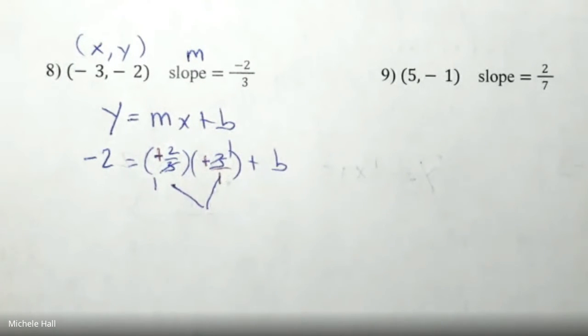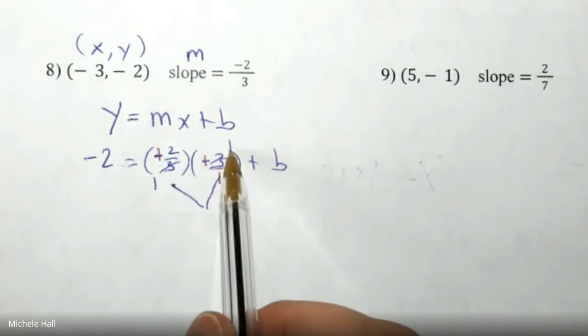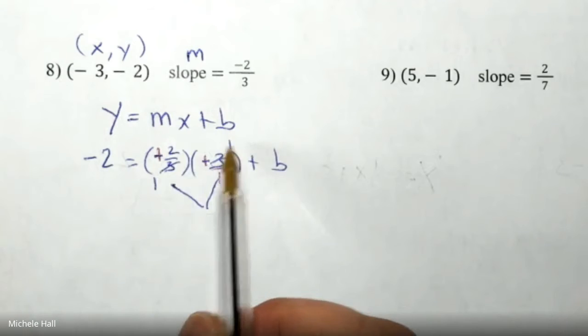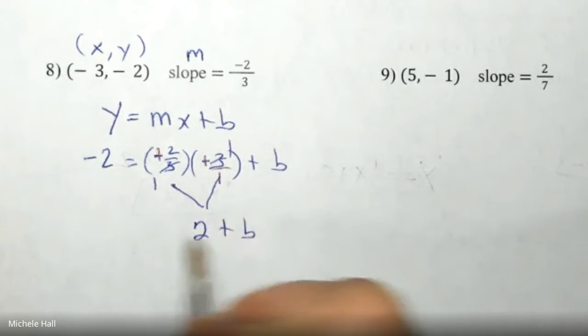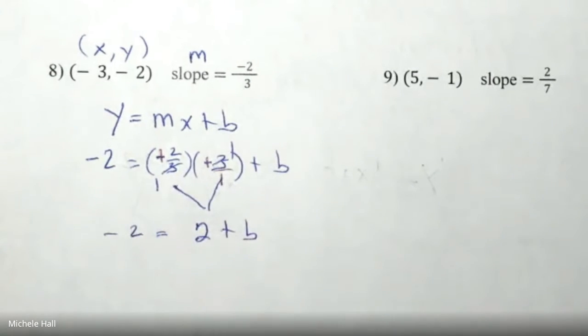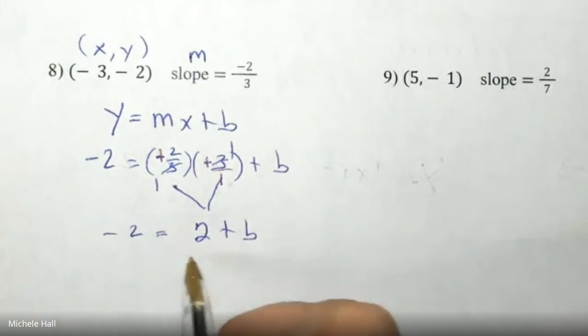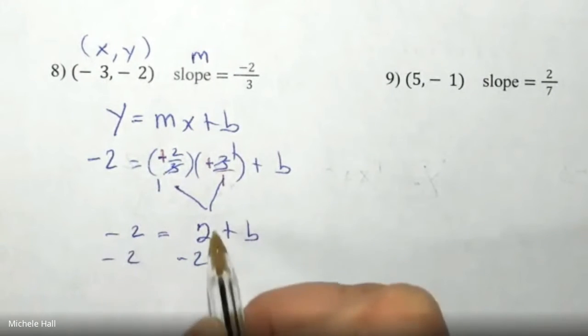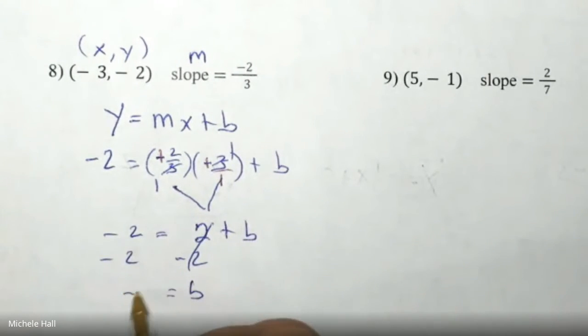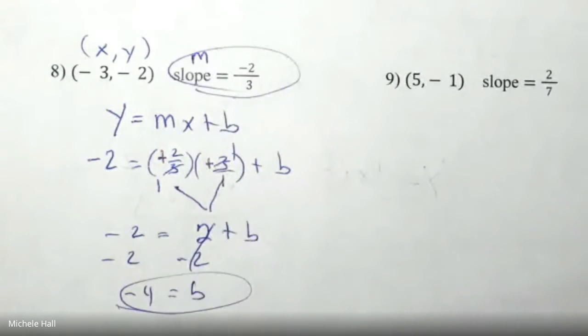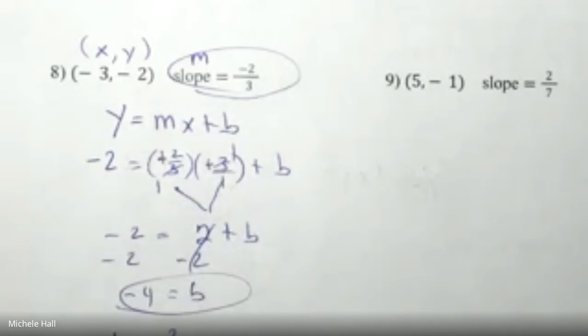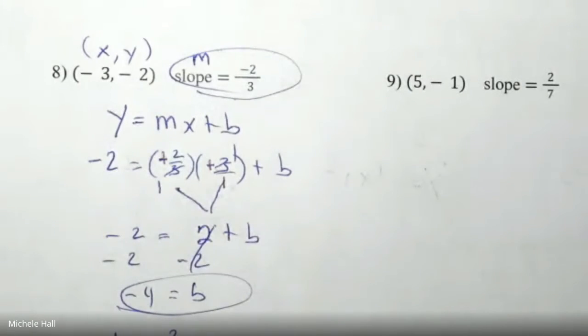3 divided by 3 is 1. And when I multiply straight across, I get 2 times 1. Positive 2 times positive 1 is 2. Solve this one-step equation. I'm going to subtract 2 from both sides of the equation and get b equals -4. If I have m and I have b, I can write an equation of a line. Y equals -2/3 x minus 4.